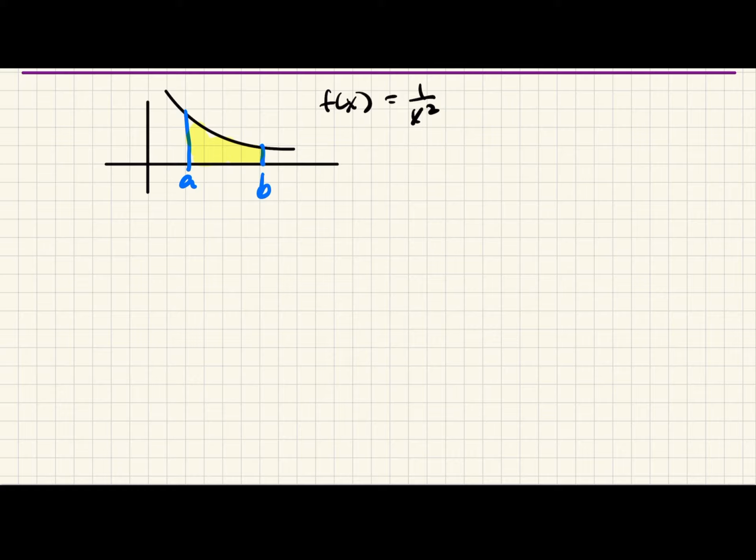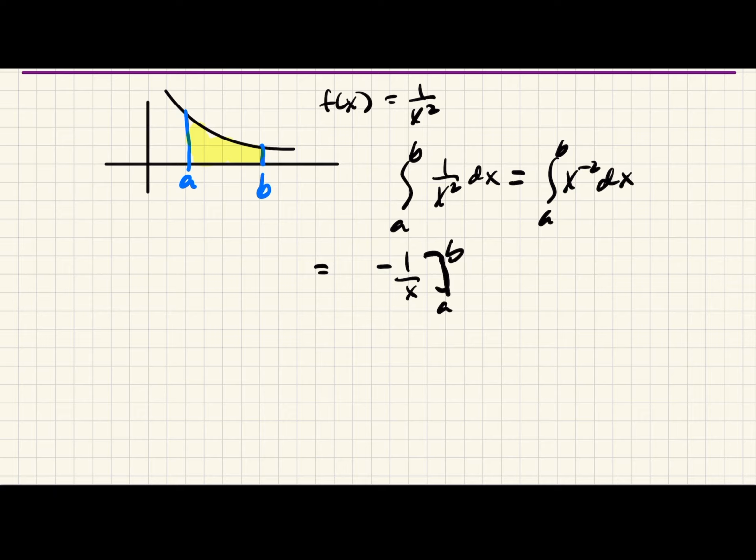That area right there would just be the integral from a to b, 1 over x squared dx. And, okay, that would be integral a to b, x to the minus 2 dx. And that's just going to be minus 1 over x evaluated from a to b, right? And we could do that. We could go minus 1 over b minus negative 1 over a. So that'd be actually 1 over a minus 1 over b.